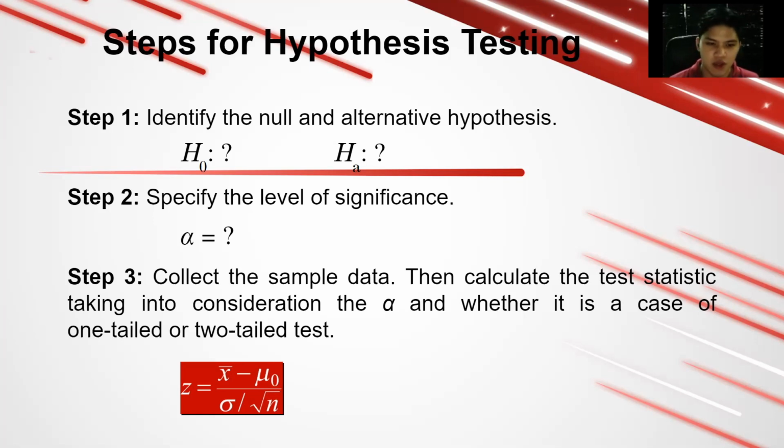Now for step three, once we have collected the sample data, we can calculate the test statistic, taking into consideration the alpha and whether it is a case of a one-tailed or two-tailed test. This is step three. As I mentioned, this is very crucial. That's why we really need to take note of the formula from a while ago, because via the formula, we could come up with the p-value.